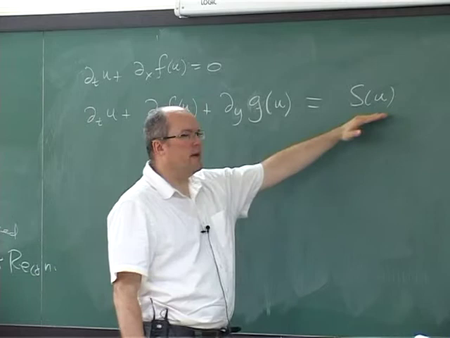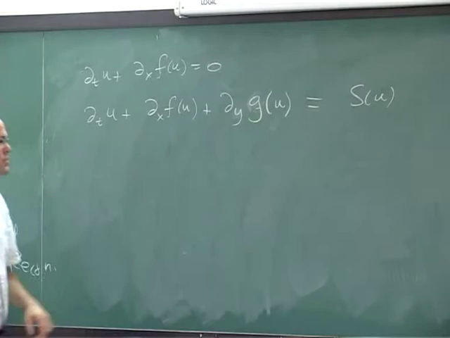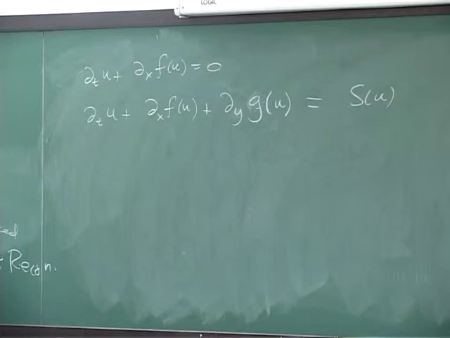And then in addition, I have geometric source terms that can be very complicated, that come from the geometry and the way the geometry is changing in time. And so I want to know how to handle this.